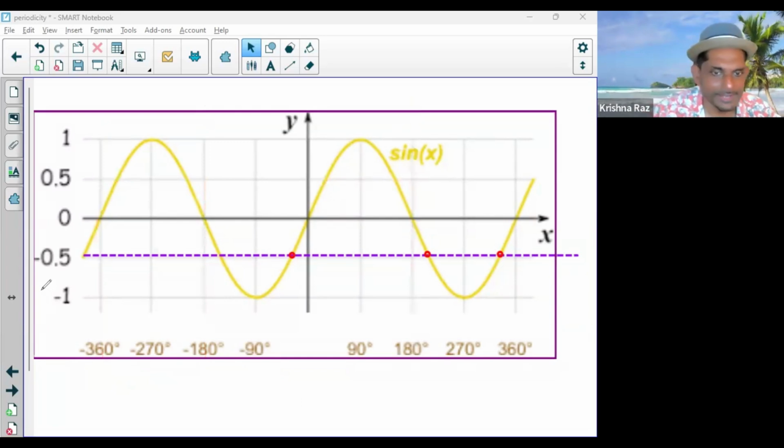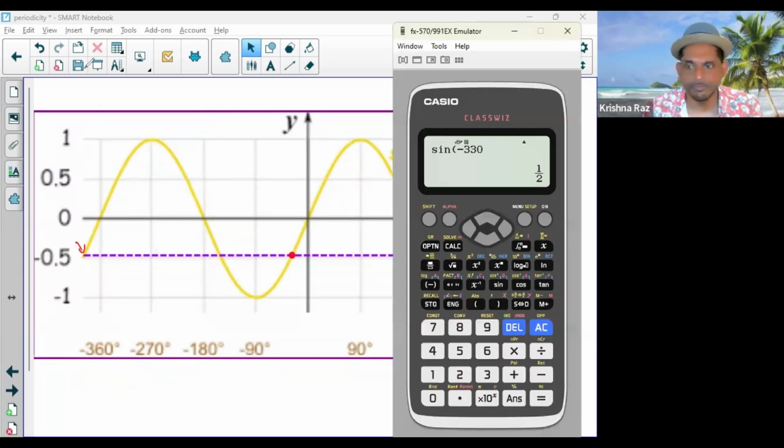So let's try and get this graph here, yeah, these four solutions. I've put, you can see that lines up with minus half. So if we do sine inverse of minus a half, we get minus 30.